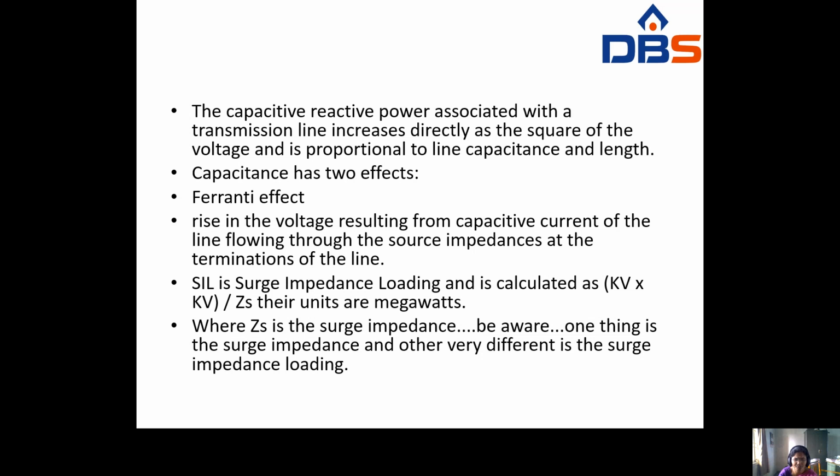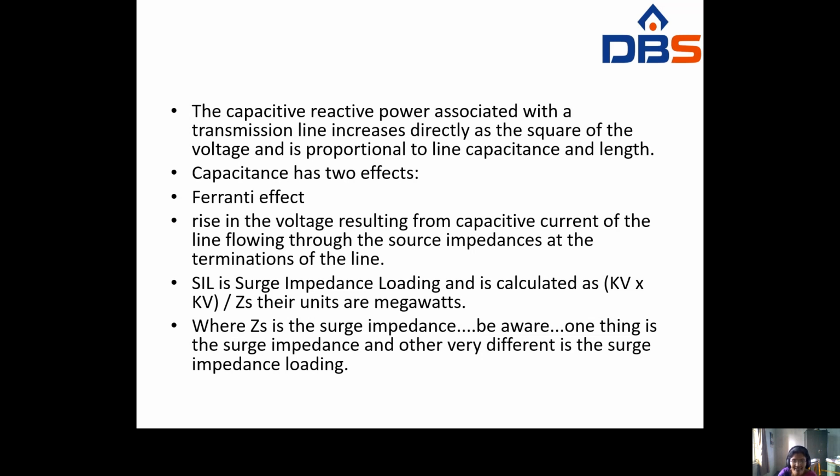So whenever we take the capacitive current, there will be a rise in the voltage, resulting from the current flowing through the source impedance at the terminations, the ending points of the line.